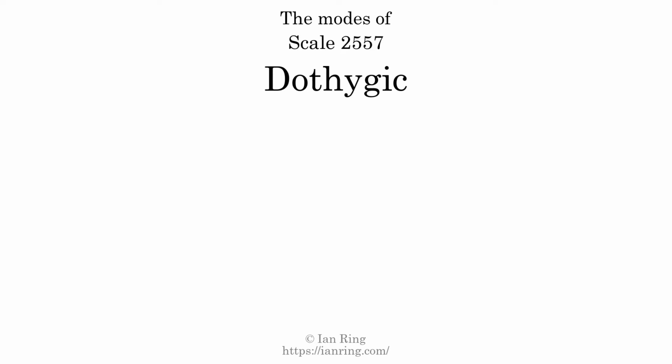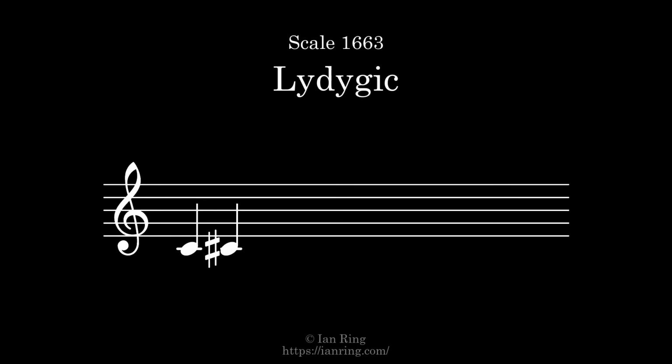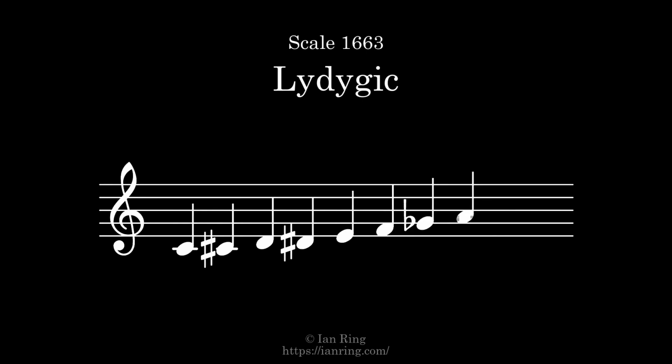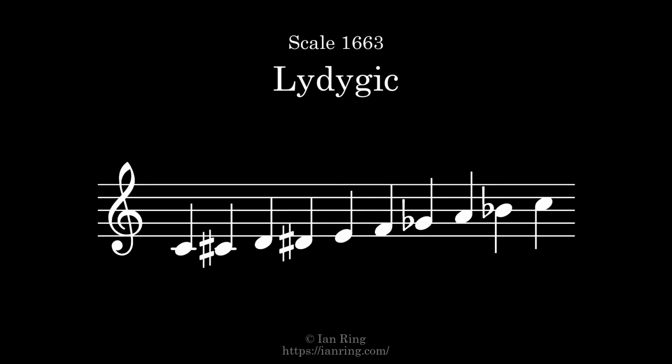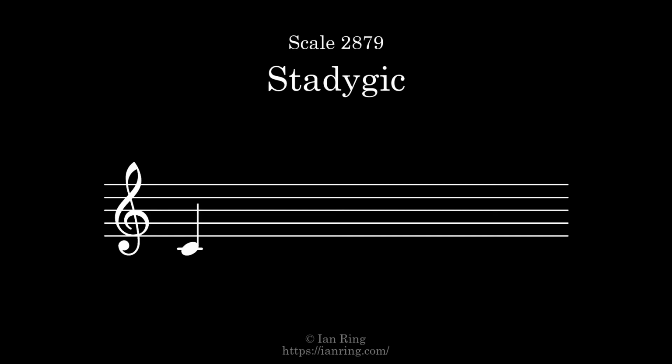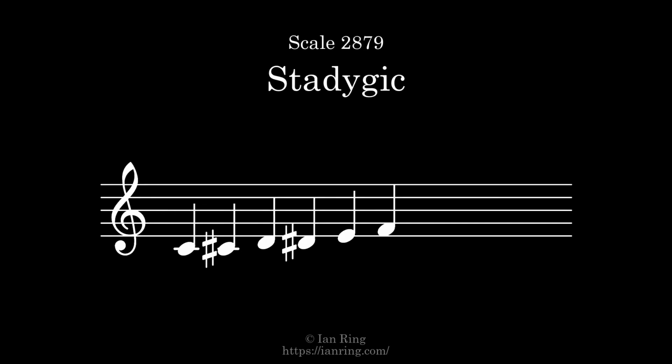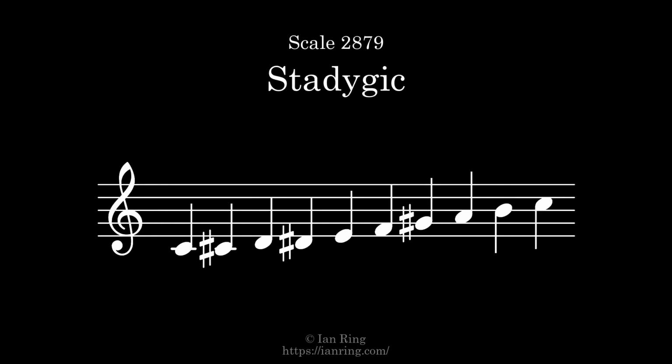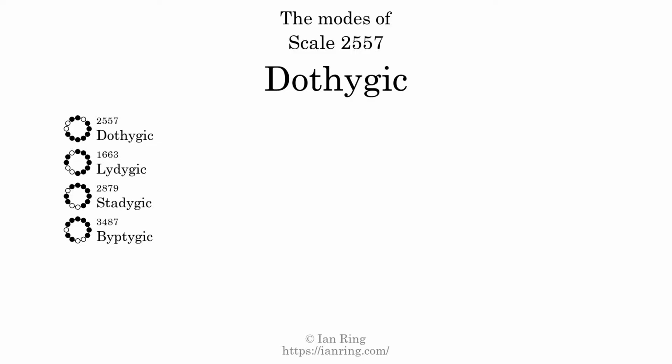This scale has 9 modes. The first mode is itself. The second mode is scale 1663, also known as Dothygic. It sounds like this. The third mode is scale 2879, also known as Dothygic. It sounds like this. The fourth mode is scale 3487, also known as Dothygic. It sounds like this.